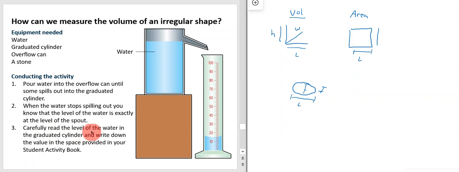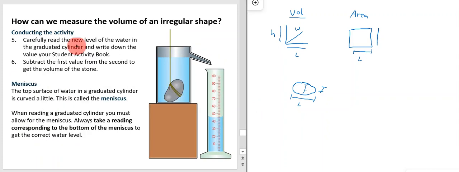Carefully read the level of the water in the graduated cylinder and write down the value in the space provided in your student activity book. Okay, so some of the water that's spilled out, just measure that volume that has spilled out. Then what we can do is start to measure the volume of an irregular shaped object. So you can take your stone, and using a piece of string, you can tie it onto the stone, and then you can start to submerge the stone in the water.